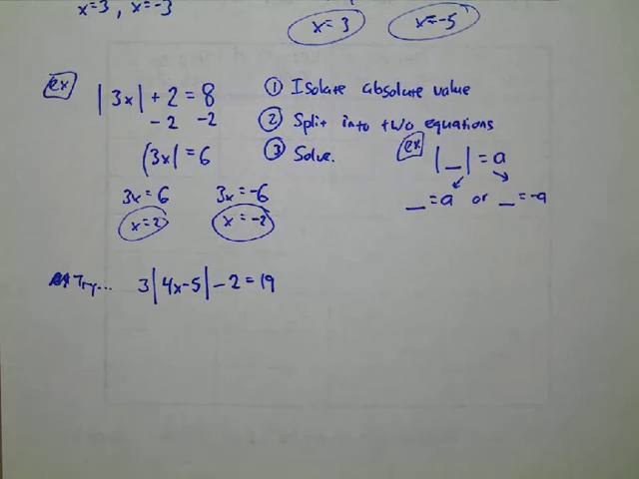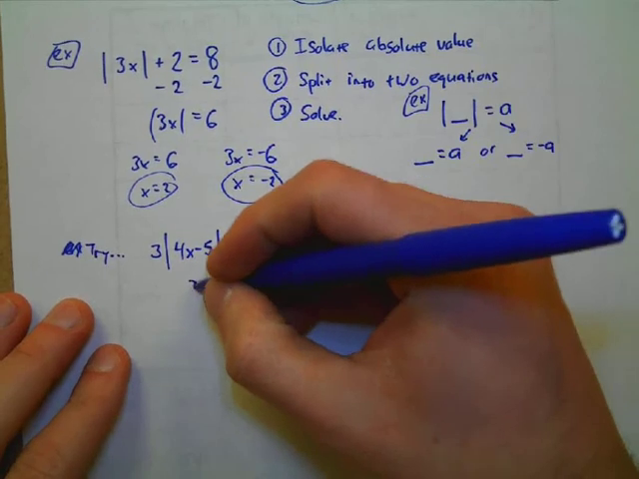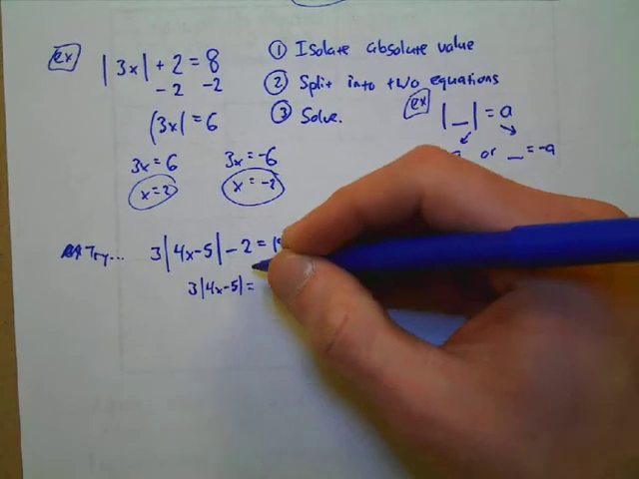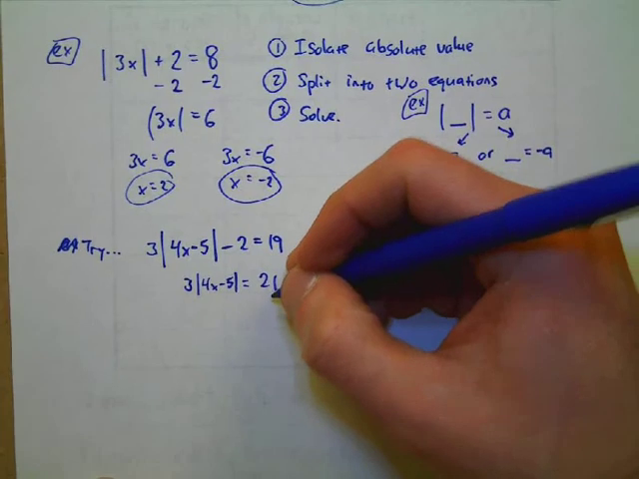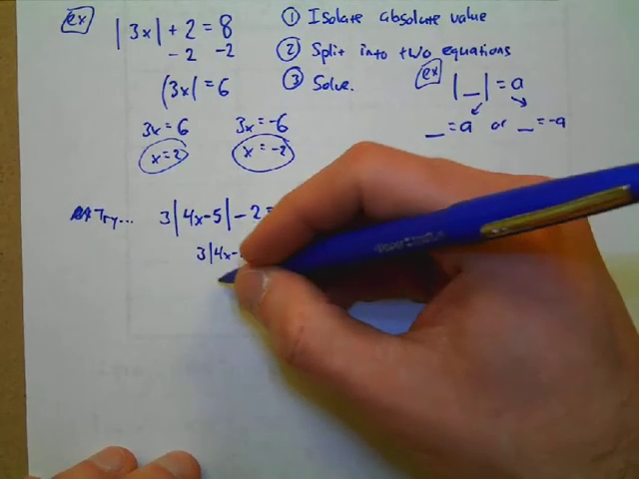All right, I saw a lot of good things, some small errors here and there, but for the most part, looking pretty good. So we want to add 2 to both sides first here. So 19 plus 2, 21. Then we're going to divide both sides by 3 to get rid of the 3 times there. Again, we're trying to get that absolute value by itself.